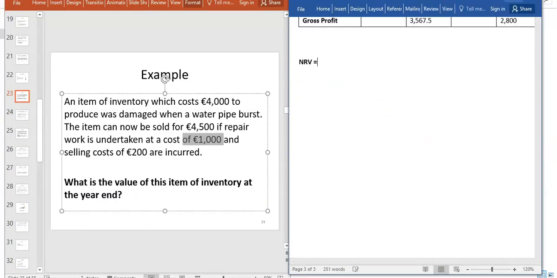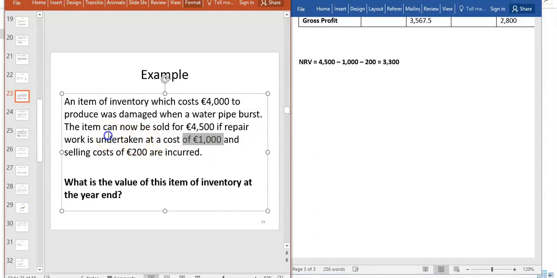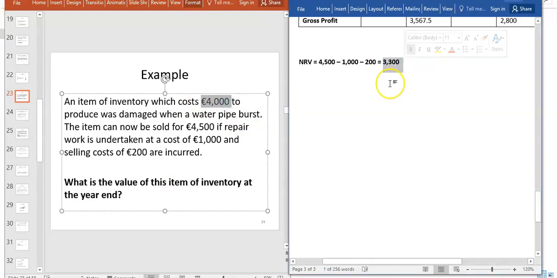The NRV here is 4.5 less the 1,000 to get to sell it, less the 200 cost to sell it. So the NRV is 3,300. So just be careful, you must include the costs associated with it as well. Cost of completion, in this case repair work, and the cost of selling. So the value on this item in inventory shouldn't be included at cost. The cost is overstating what you can realize from it. So it's going to be included at 3,300 in the accounts. That's your answer there. Closing value for the inventory, 3,300.